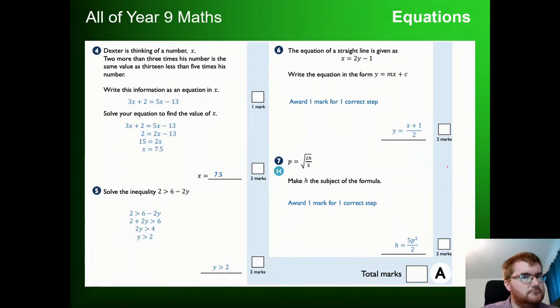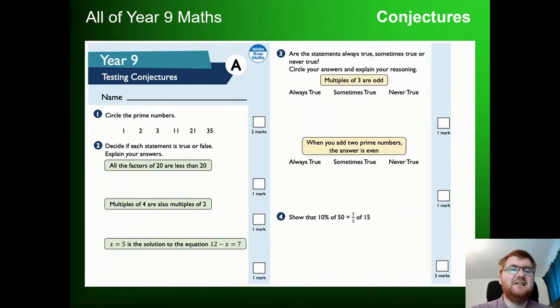There we are. At what's called testing conjectures. So this is really thinking mathematically and trying to look for patterns, which is a really good brain training for you for some of the more complicated courses when you get older. So the first thing that we need to do is circle the prime numbers.